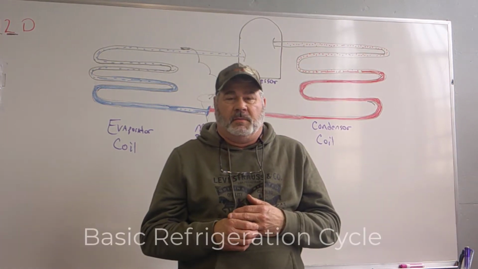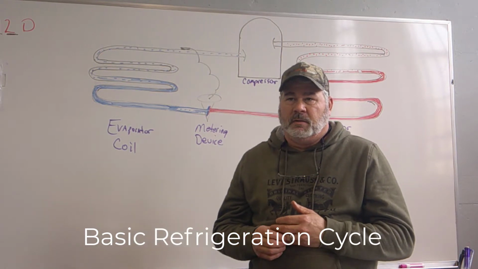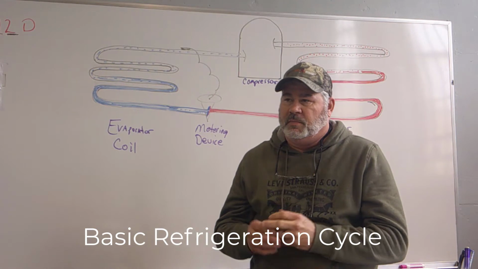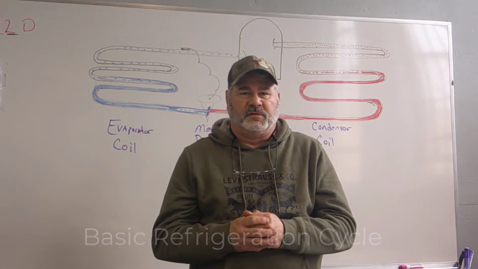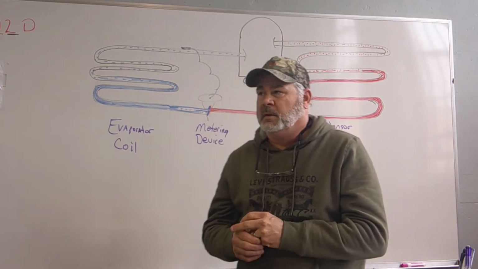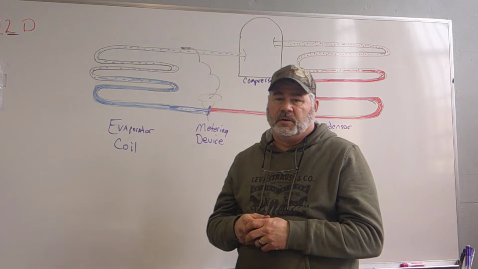Today we're going to talk about the basic refrigeration cycle and the four main components. The four main components, their job, what they're supposed to do in the system. Any air conditioning refrigeration system must have these four main components in order for it to function properly. So we're going to go over the basic refrigeration cycle today and talk about these components.